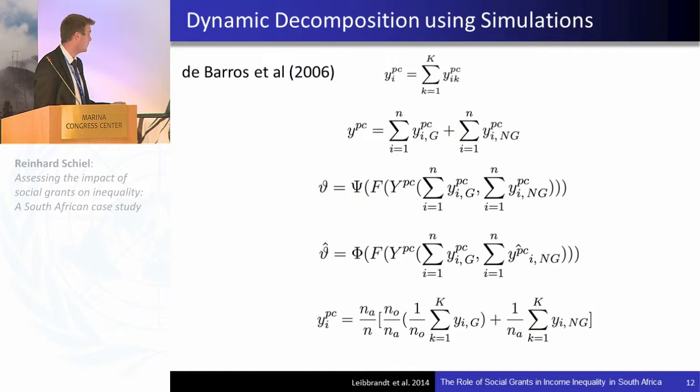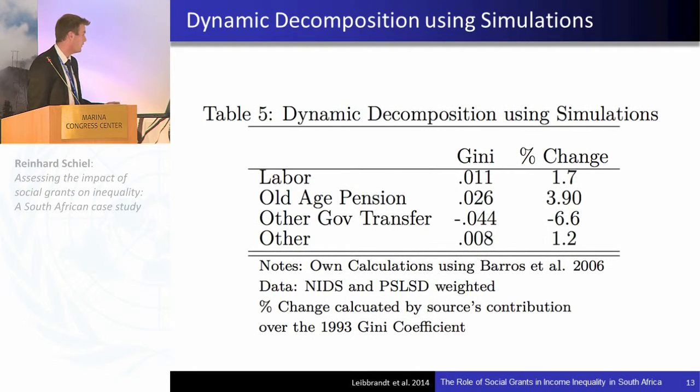And so just applying the simple approach over here, without taking into account the household decompositions or the re-rankings, we get the following results. For our four categories, we can see that the changes in labor over the period have contributed to an increase in the Gini coefficient, similar to our previous approaches. Secondly, the change in old age pension grant from the government has resulted in a slight increase in inequality over the period. However, other transfers from the government, which mainly captures the child support grant, have dramatically resulted in a decrease in inequality over the period.